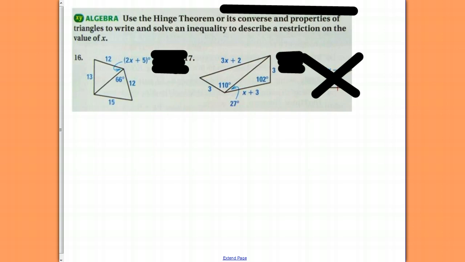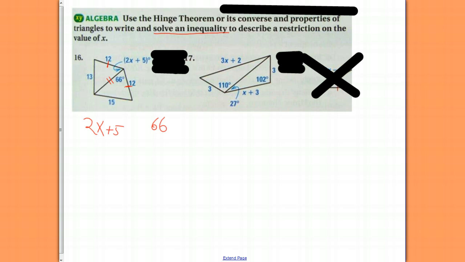All right, in these next types of problems, it's kind of the same thing. It says use the Hinge theorem or its converse and properties of triangles to write and solve an inequality to describe a restriction on the value of x. So we need to have our congruent sides. We can see we've got sides of 12, one pair of sides, and we have a shared side. So now what we're looking at are two angles, the 2x plus 5 and our 66. So we're trying to solve an inequality. We've got to set up an inequality.